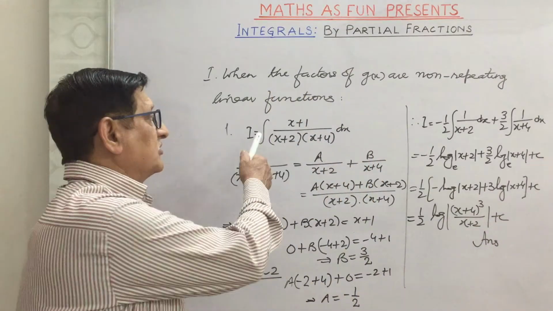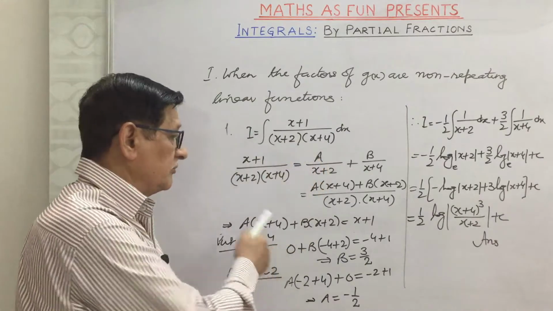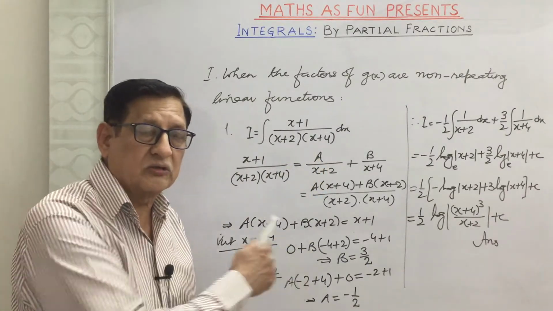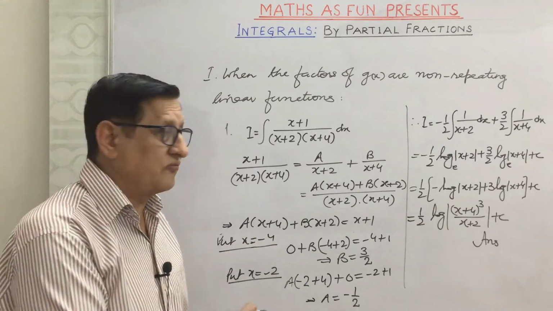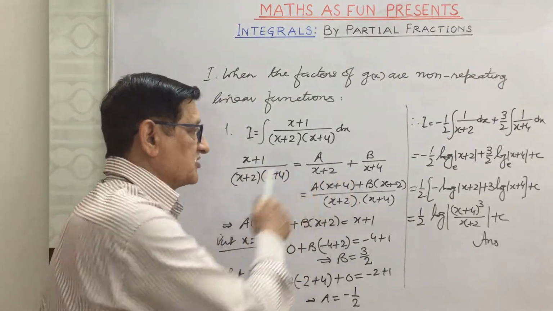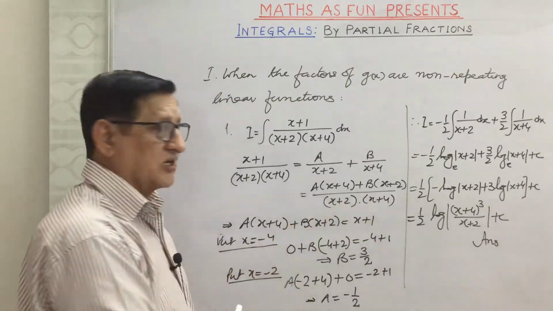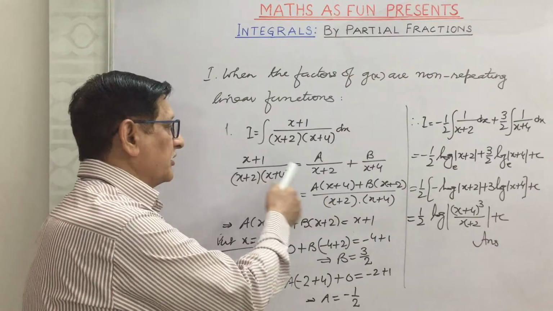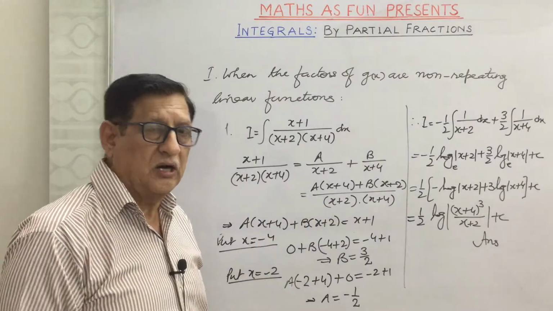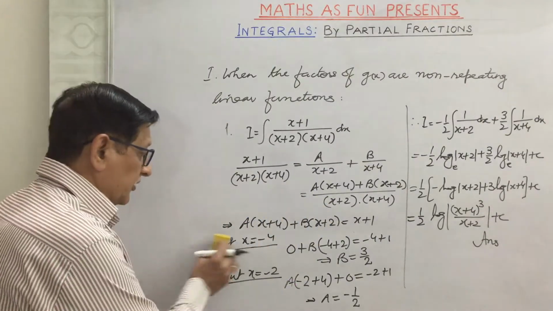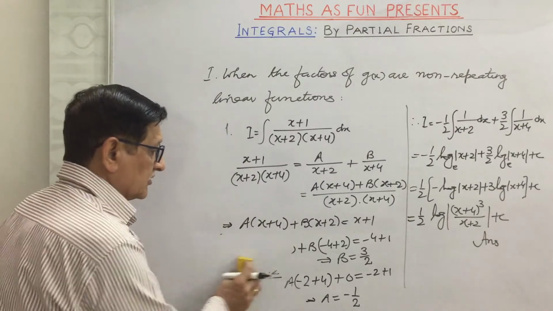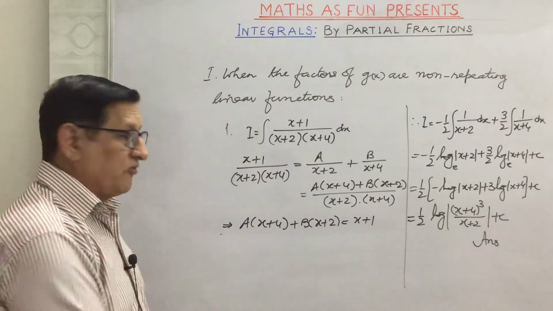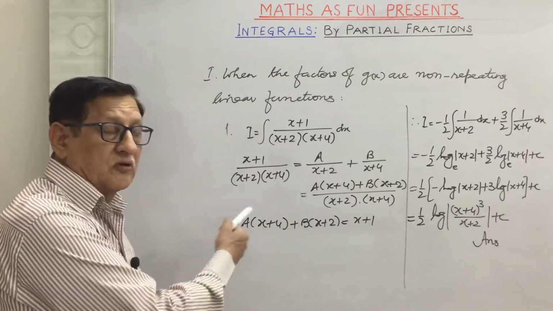If we would like to find the solution of the same problem by another method, that is by comparison of the coefficients of x and the constant terms, then what will we do? The first step will be the same, the second step will be the same, and the same equation we will get by comparing the numerators of both the sides. After this, instead of putting the values of x as minus 4 or minus 2 or something, what we will do is compare the coefficients of x.